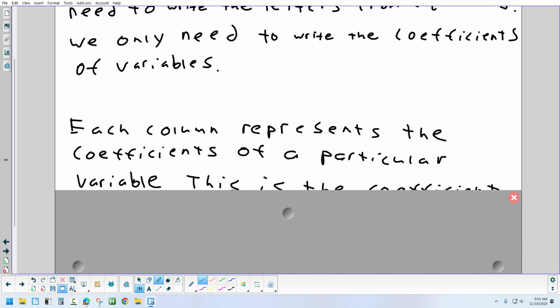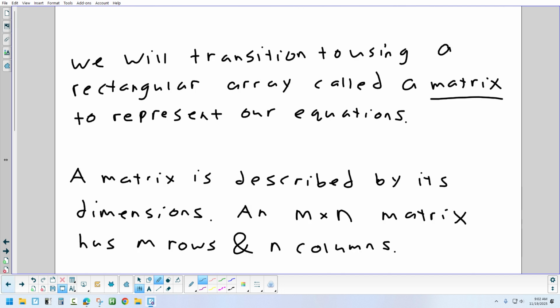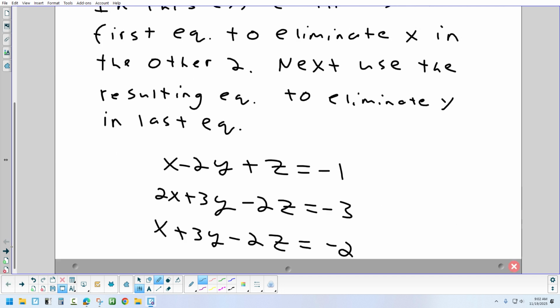So when we're trying to use a matrix, it's important that we look at our equation and make sure that everything is lined up. The x's need to be in the first column, y's in the second, z's in the third. If they give you an equation that's not set up like that, you might have to reorder it so it is like that. Okay, that's the first step.